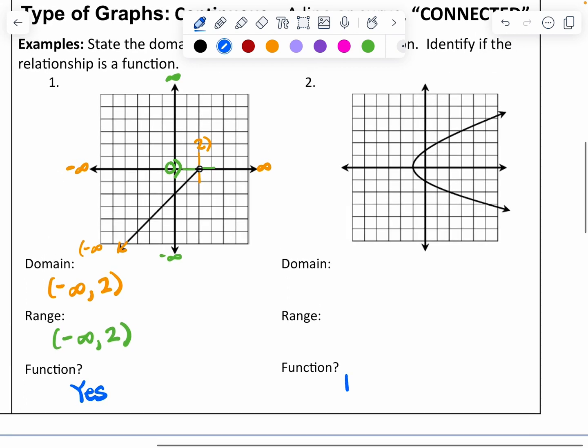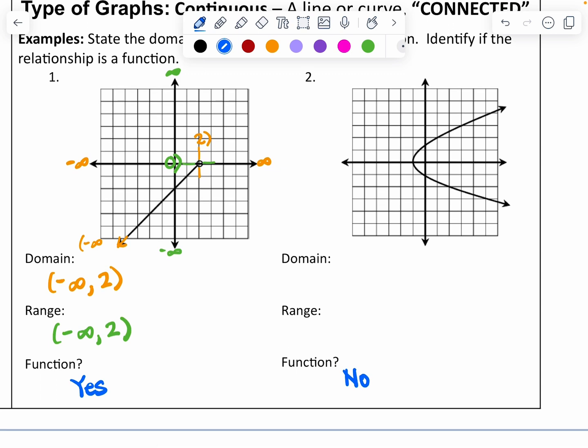In number 2, I can already see this is not a function, does not pass the vertical line test. And the domain, the farthest left it's going to go is negative 1, and that will be a bracket because we don't see a hole in the graph there. And then it's pointing right, so it's going to continue to the right forever. That would be positive infinity. The range is actually going to go down and right forever and up and right forever. So my range will actually be negative infinity, positive infinity.